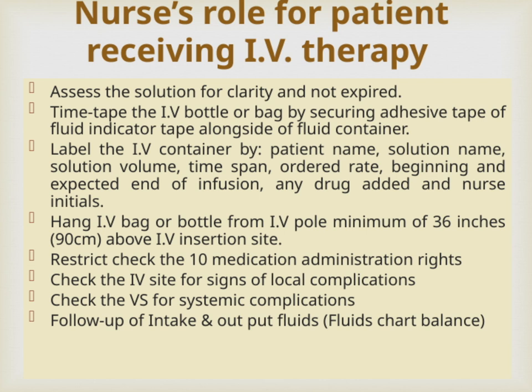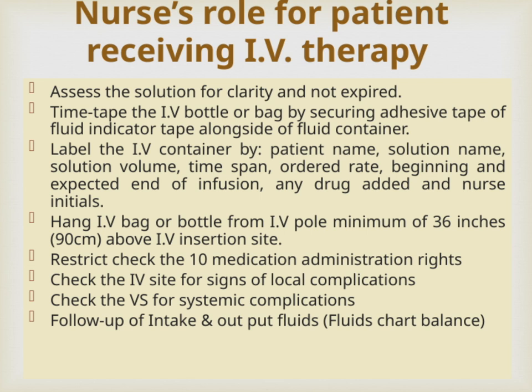You should label the IV container with the patient's name, the solution name, the volume, the time span for infusion, the ordered rate, the start and expected end times, any drugs added, and your initials. This helps prevent errors and keeps everything transparent. When hanging the IV, make sure the bag or bottle is at least 36 inches, or about 90 centimeters, above the insertion site. This height ensures proper gravity flow and consistent delivery of fluids.